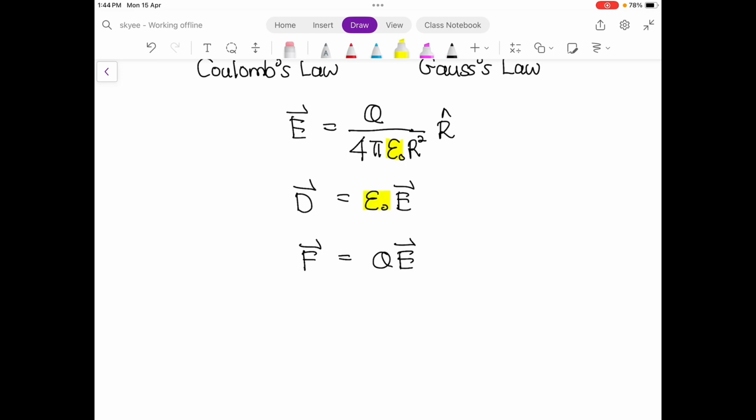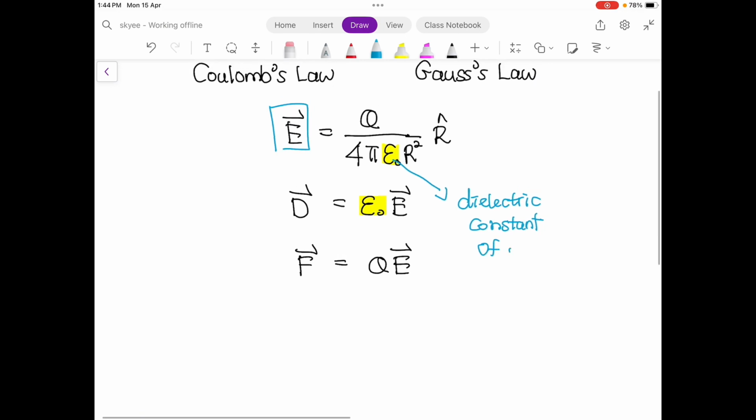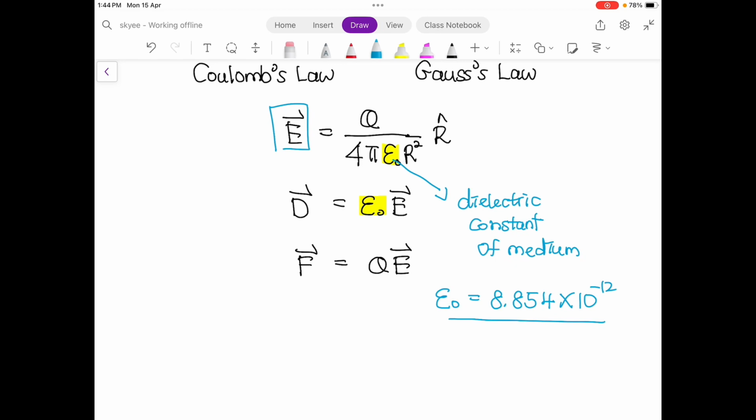So epsilon naught actually represents the dielectric constant of the medium that the electric field propagates in. All the while we are using epsilon naught equal to 8.854 times 10 power negative 12. This one you can get from your calculator. And this value is actually representing the dielectric constant of free space.